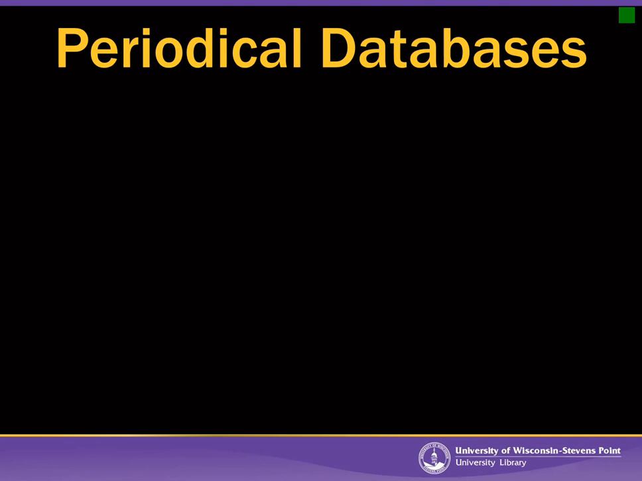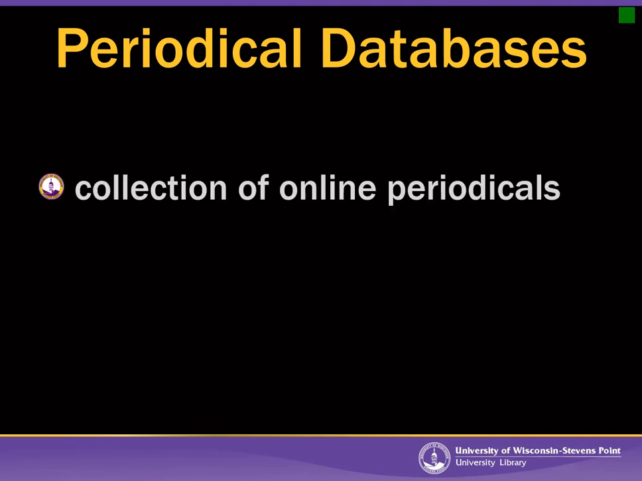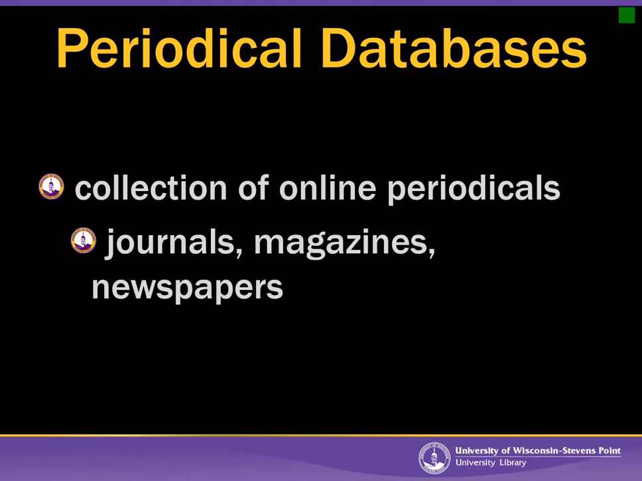Now, periodical databases are like what they sound. They are a collection of online periodicals. So that means that they're a collection of journals, magazines, newspapers, and trade publications. There might be thousands of them in one database. Now, the database also contains articles from those periodicals. So there might be millions of articles in one database. So when you're using a periodical database, you're actually searching through thousands of periodicals simultaneously, trying to find articles on your topic.